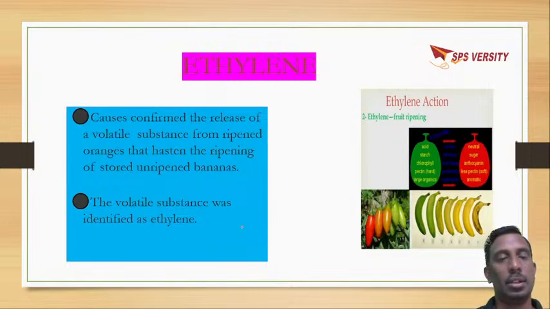This volatile substance is ethylene. Now you can see here the gradual fruit ripening, banana ripening. Not only banana, many fruits. So here you can see the action of ethylene.